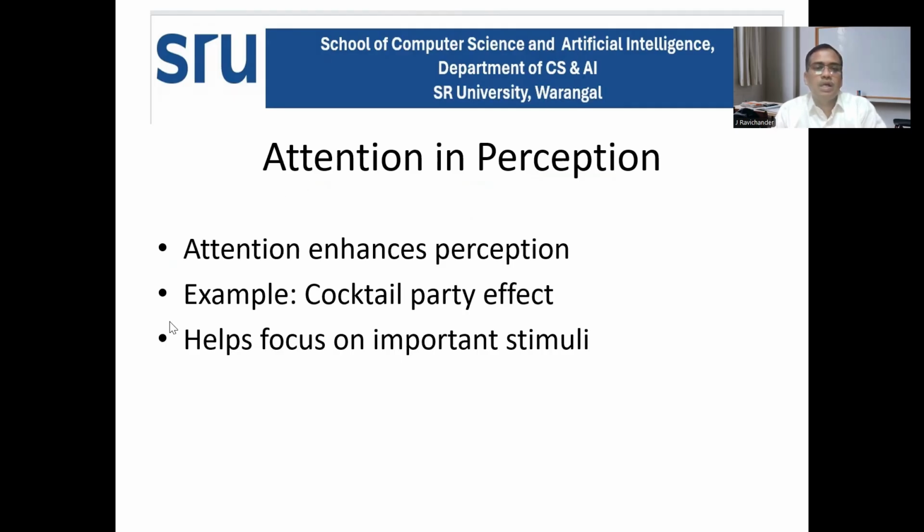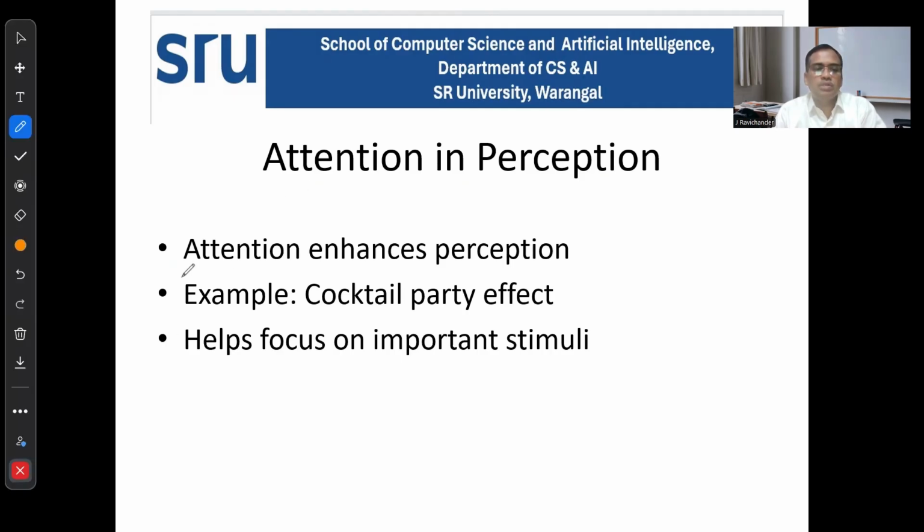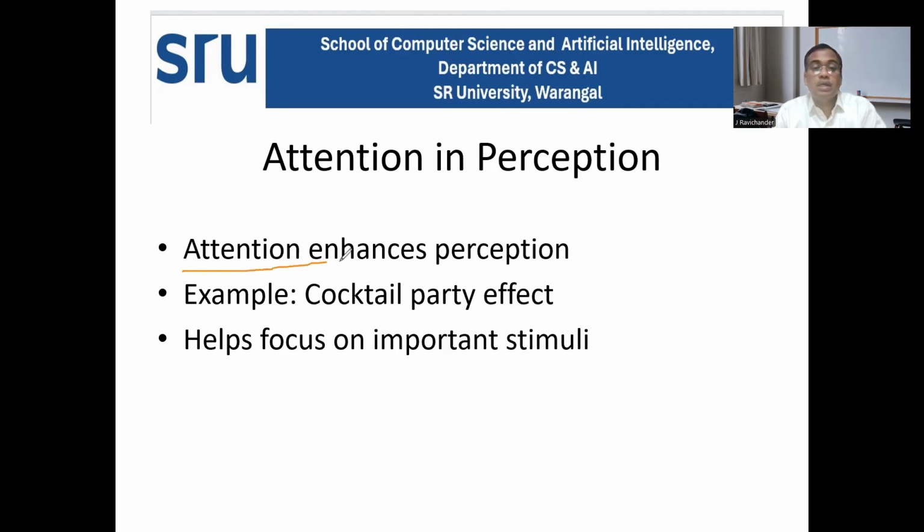So what is attention in perception? Attention enhances perception. Example, the cocktail party effect, which helps focus on important stimuli. In the cocktail party, you are going to observe something that improves your perception.